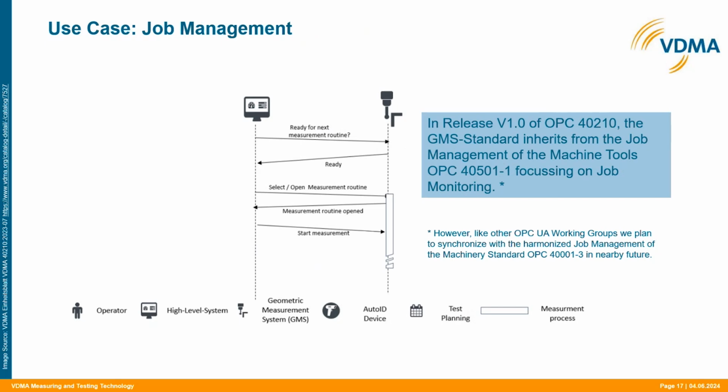Then let me drop a few words on this job management. This was also one of our use cases from the starting point. Of course, the goal is to control machines via OPC UA. And we have seen before that, for instance, machine tools also have some job monitoring, and as I will say later in the detailed section, we rely a lot on these machine tools.